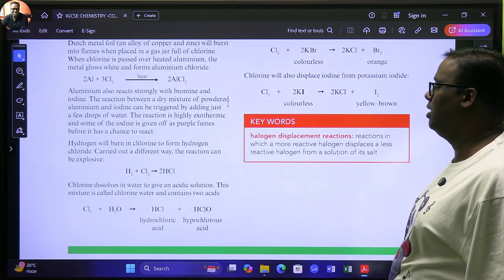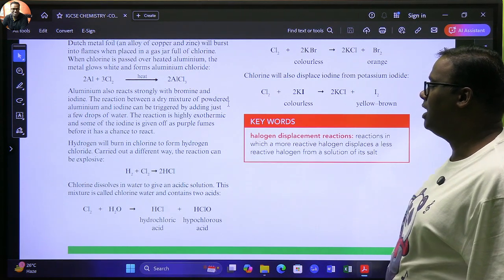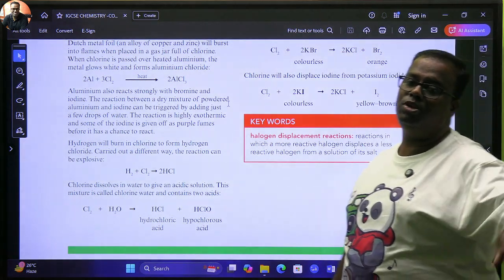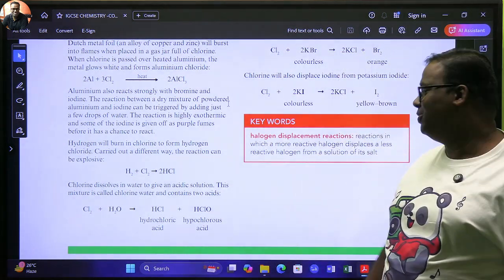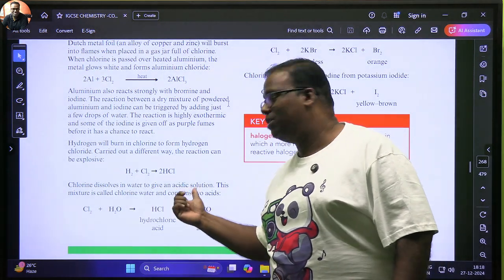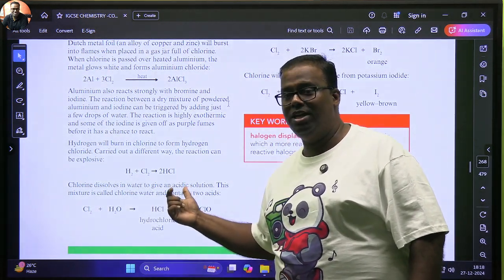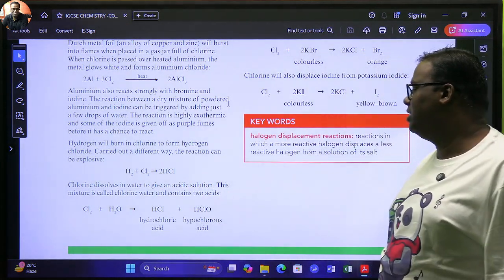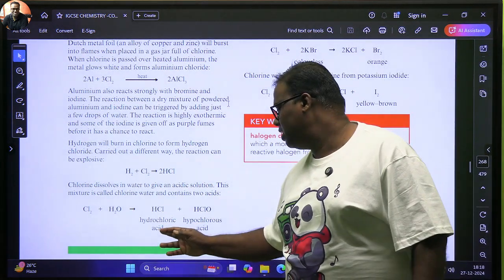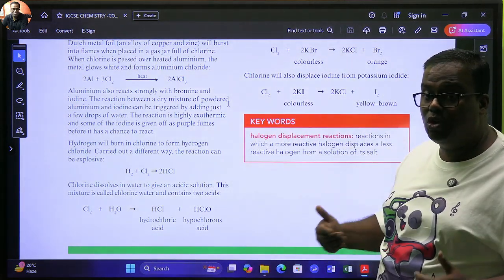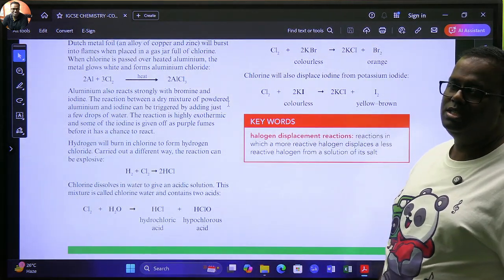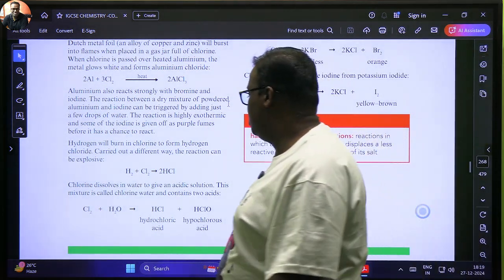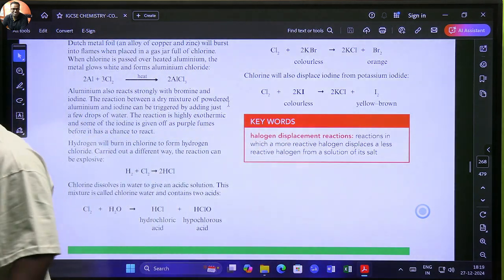This is hydrogen chloride. Chlorine dissolves in water to give an acidic solution. In those cases we saw dissolving in water. He just told lithium plus water will give lithium hydroxide and liberate hydrogen. Look here what is happening. Chlorine dissolves, and this is the opposite. There you got a base or an alkali, here you will get an acidic solution. This mixture is called chlorine water and contains two acids, hydrochloric and hypochlorous. Write this reaction also: Cl2, chlorine reacts with water to give you hydrogen chloride.